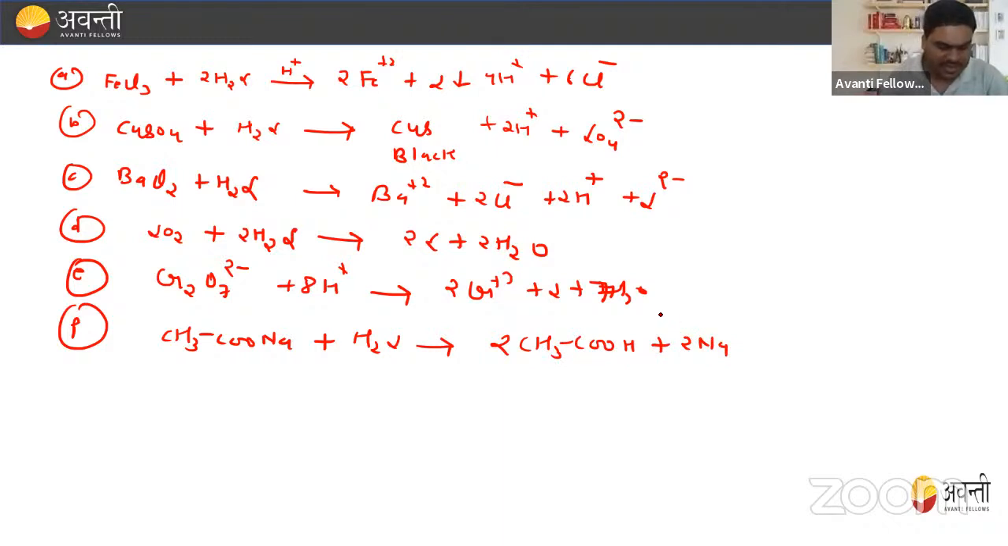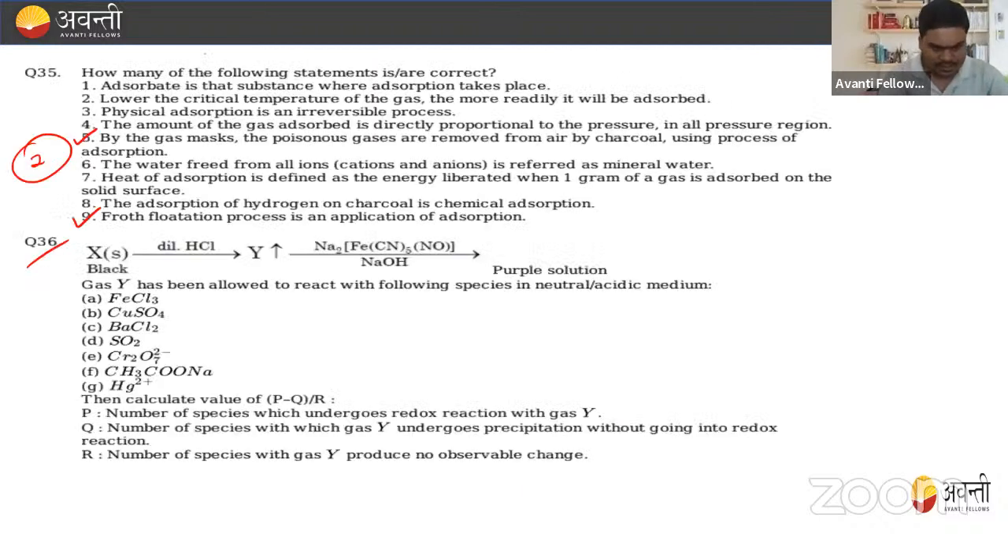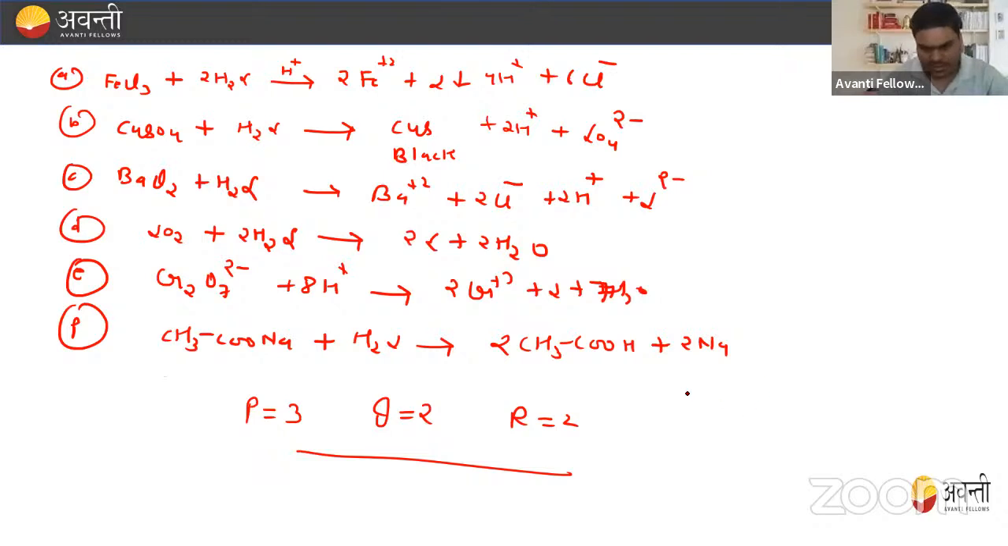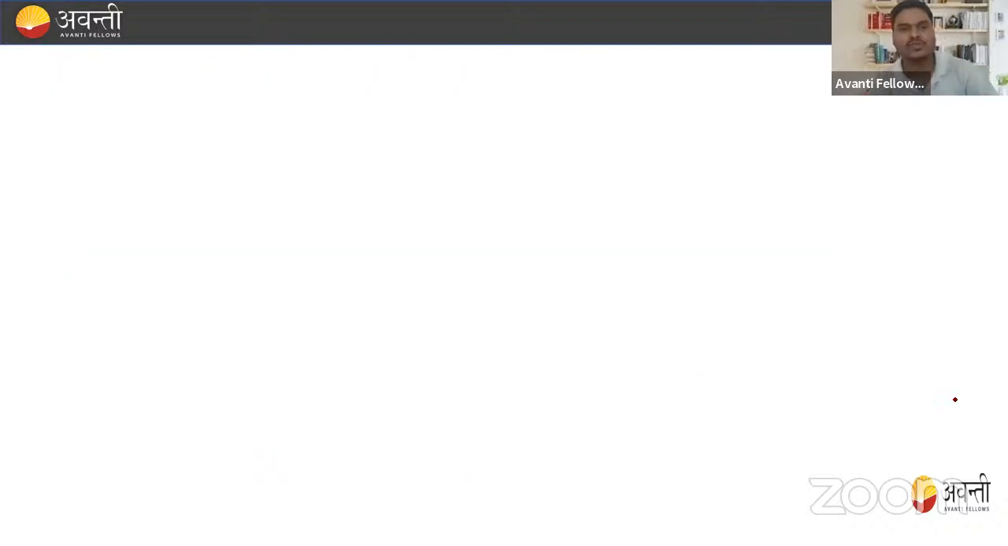So from here we can say that Y represents the H2S. So we have P equal to 3 here, Q equal to 2 and R equal to 2. So just put the value. In this question they are asking P minus Q upon R. So P minus Q upon 2, 3 minus 2, 1 upon 2, which is equal to 0.5. Right? So 0.5 is the correct answer. So this is how we can solve this question.